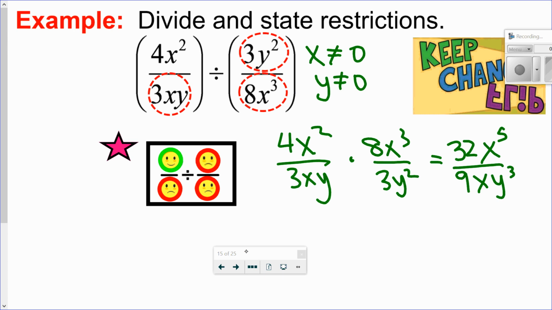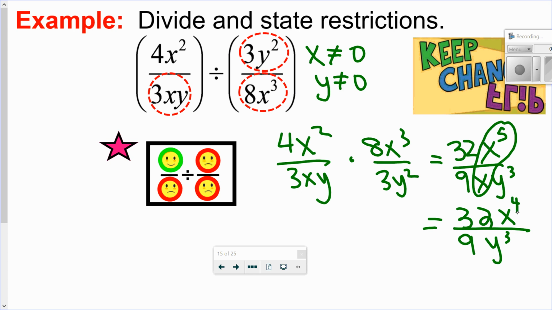So looking at 32 and 9, they don't have anything in common. The x's have something in common, and the y stays where it is. So I know right now I have a 32, a 9, and a y cubed. Let's look at my x's. I have 5 in the numerator, 1 in the denominator, so more in the numerator. Laws of exponents tell me to subtract. 5 take away 1 is 4. So that would be my final answer.